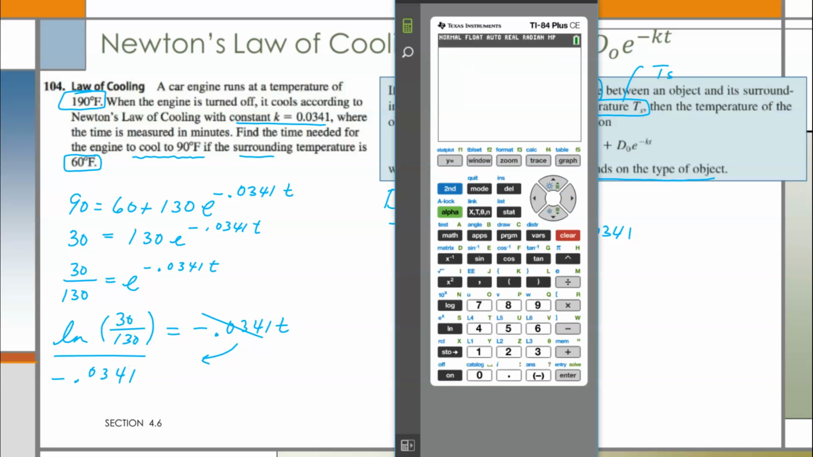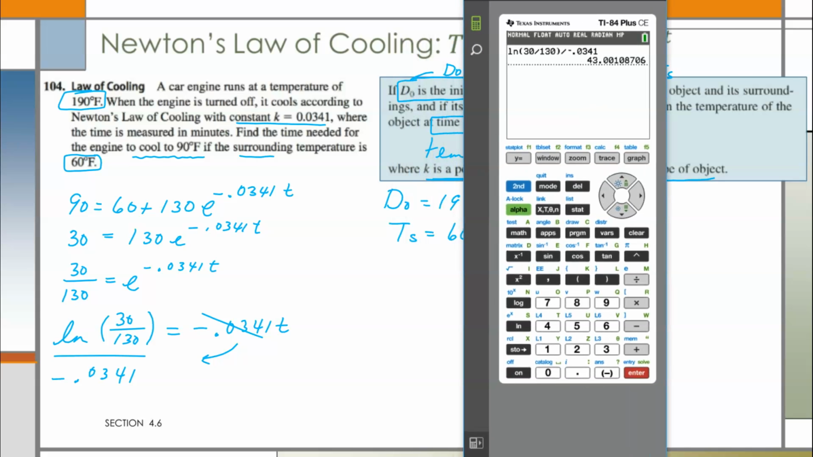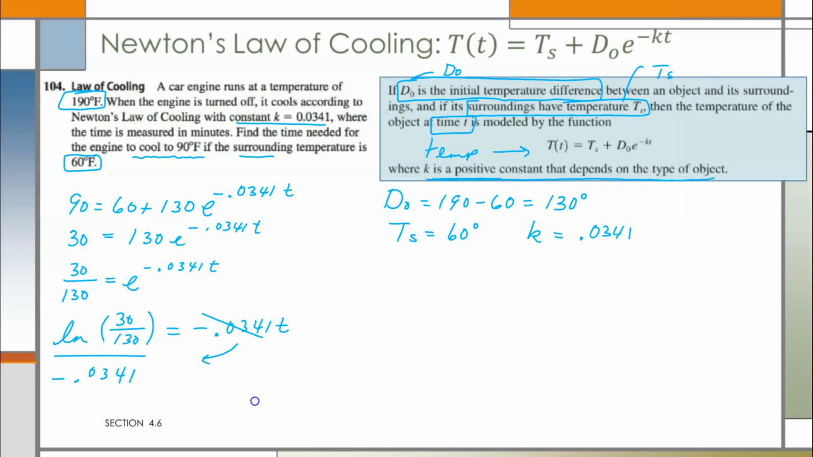Okay, we're going to put this all in our calculator. So we have the natural log of 30 divided by 130. I'll take that and divide that by negative 0.0341. And time is in minutes. How long will it take for that engine to cool to 90 degrees Fahrenheit? About 43 minutes. So time is approximately 43.0 minutes.